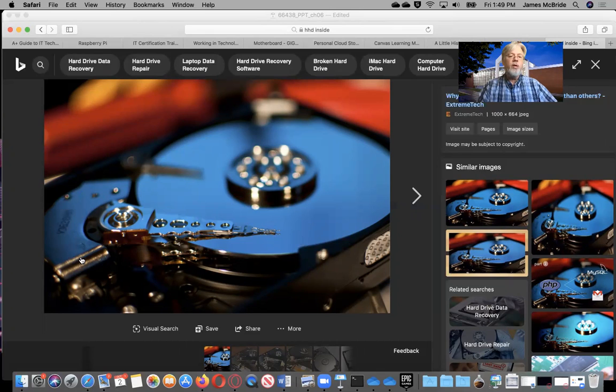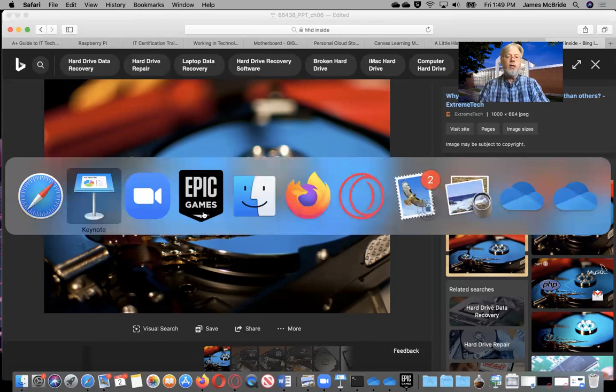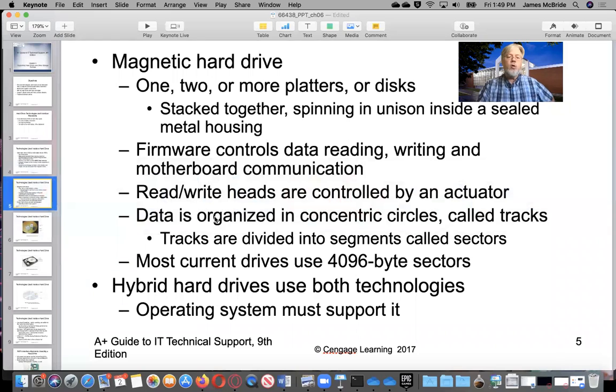That's really cool. And so that's what these magnets are for, and they're very, very strong magnets, and they move those arms back and forth to read the data. And we've talked about how that data is stored. All right, so anyway, there's a couple of things you should know about.